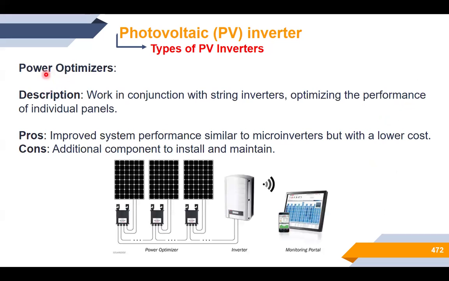So this is the power optimizer, and this is the string inverter. The power optimizer is installed for each module. The objective of the power optimizer is to enhance and improve the performance of the individual panel against shading. About the pros of this equipment, it can improve the performance of the PV system, similar to a microinverter.